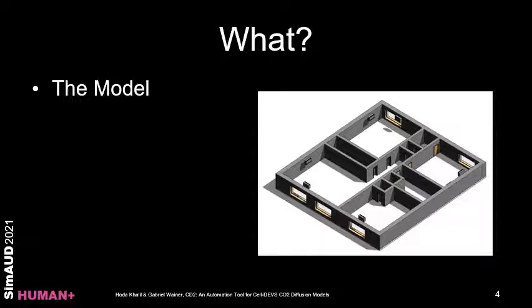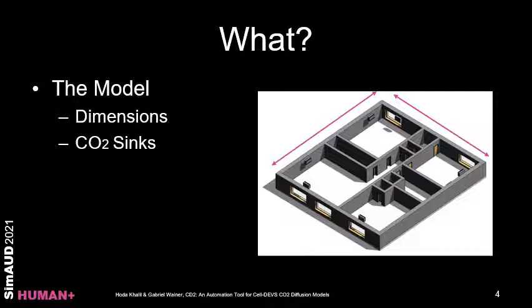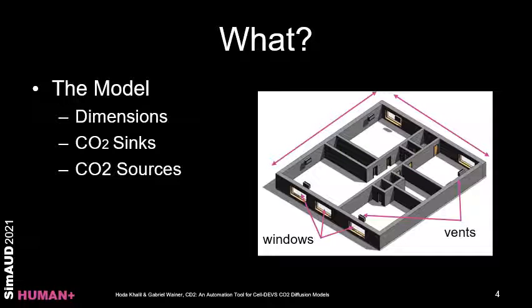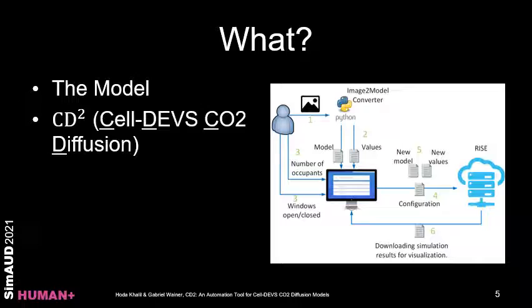Now for the what. What's the model we are using, and what is the tool? The different parameters that we consider in our model are the dimensions of the space, CO2 sinks, and those are doors, windows, and ventilation ports, and CO2 sources, and those are occupants who constantly breathe and add CO2 to the indoor space. As for the tool, CD-Square facilitates creating, changing, and simulating CO2 dispersion indoors.